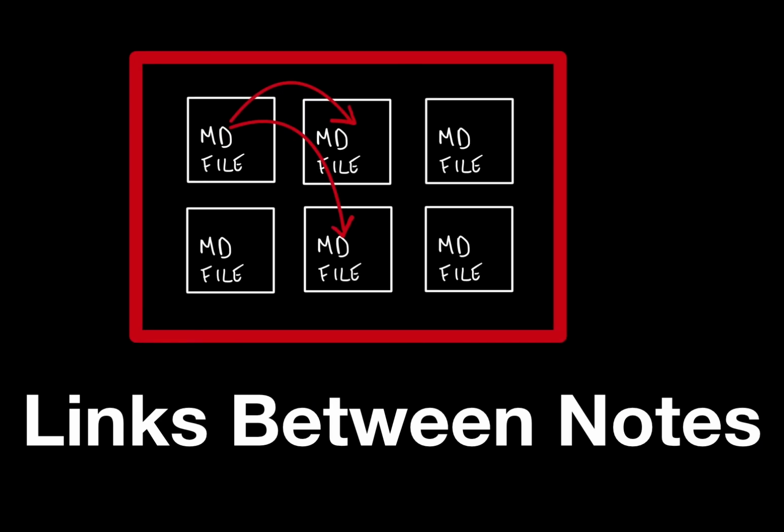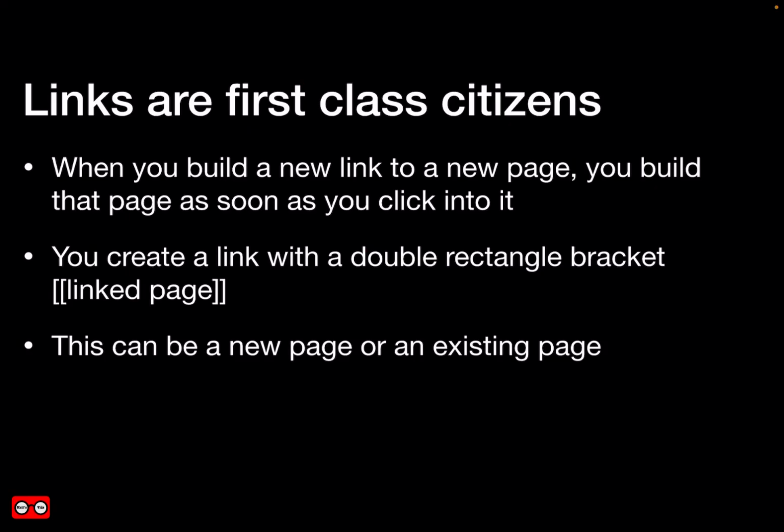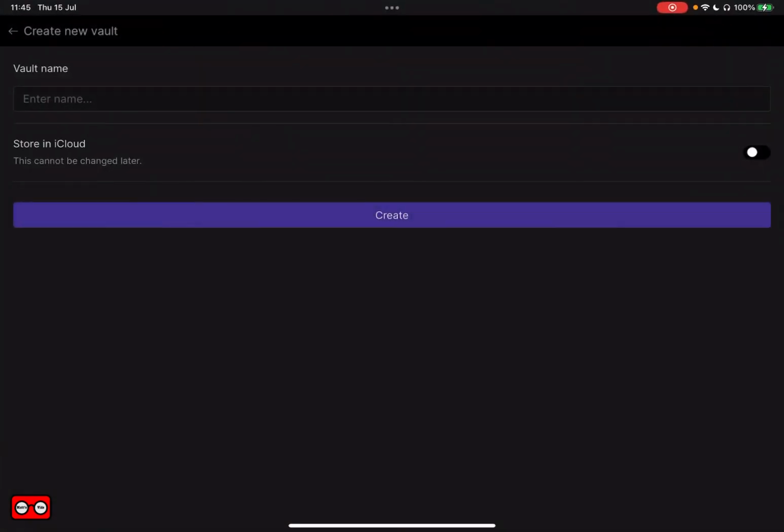So let's talk about links. Within Obsidian, links are regarded as first-class citizens. So it's all about relationships between content. And I'm going to show you how we can use links to jump around between content, and how we can actually build new content when we build links to things that don't already exist. It's probably easier to show it in context within Obsidian.